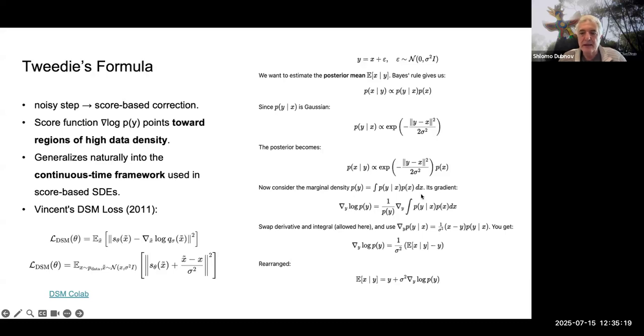Now, if you do that and you follow a couple more steps, you actually arrive at what's called the Tweedie formula, or what we use is one step before the Tweedie formula that gives you this score. So what is the score? The score becomes actually the mean of your data given the noised version minus the noised version, okay?